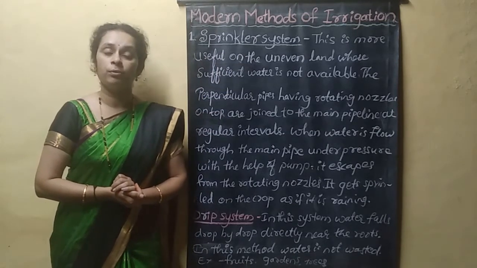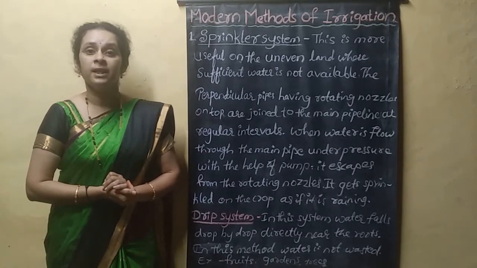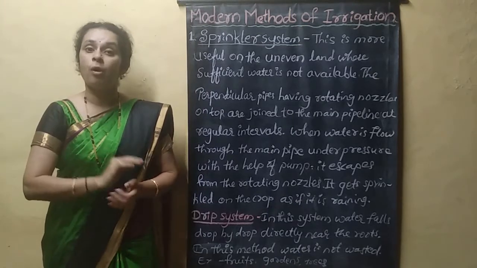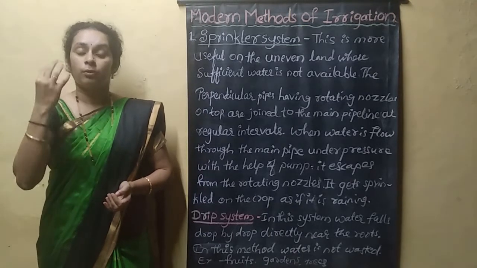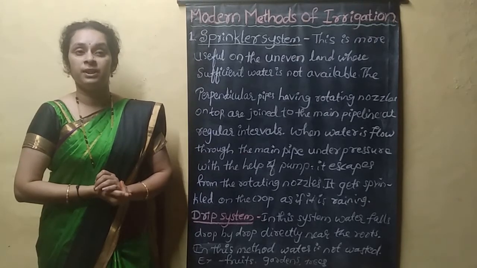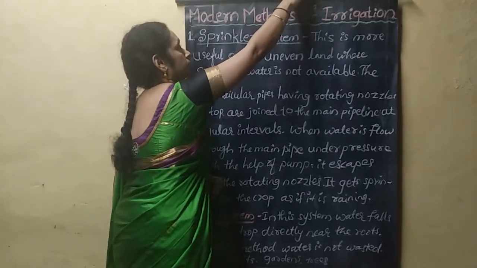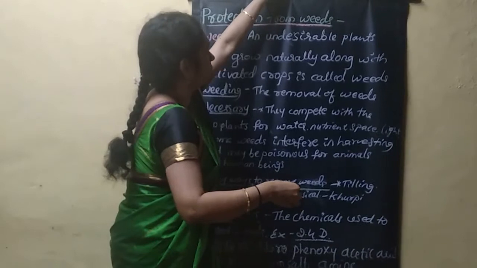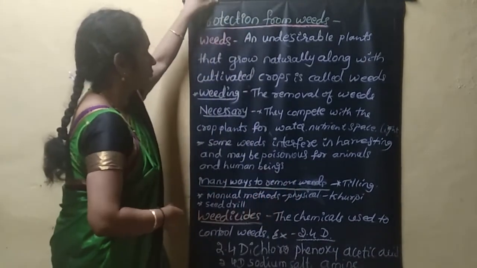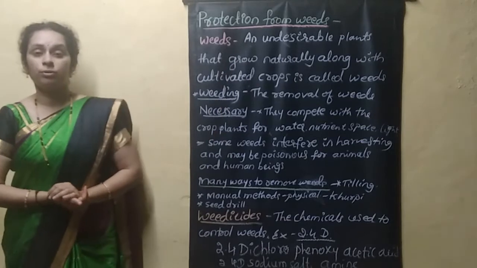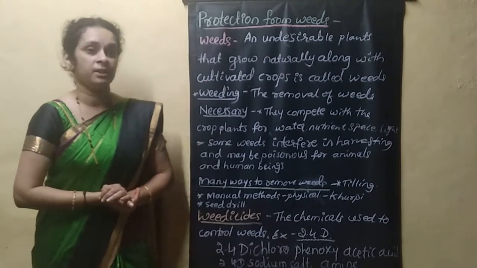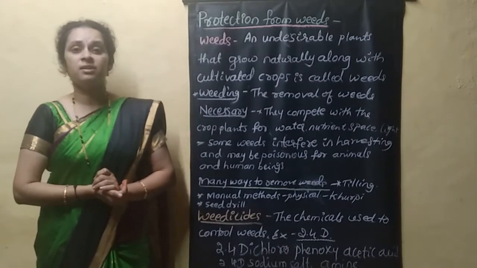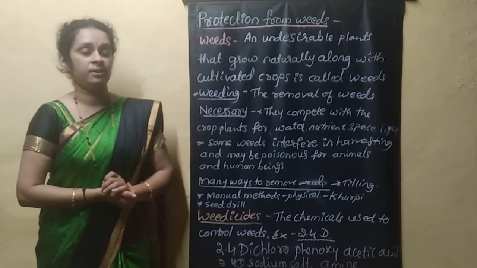Next, we will discuss the next step in agricultural practice, that is protection of crops from weeds. Crops should be protected from weeds. That is a very important step in agricultural practice. First, we will discuss what weeds are.